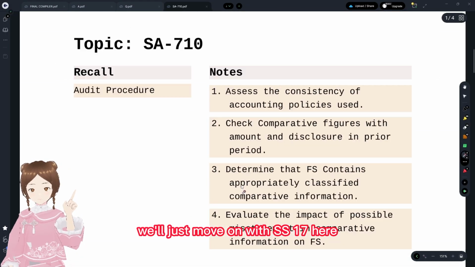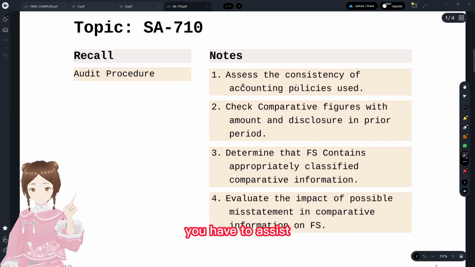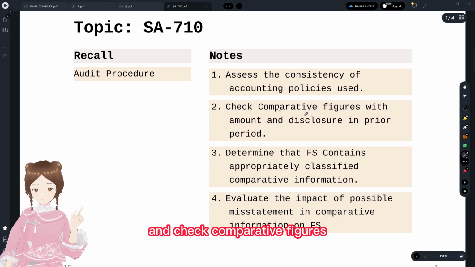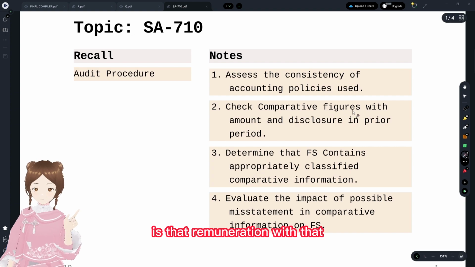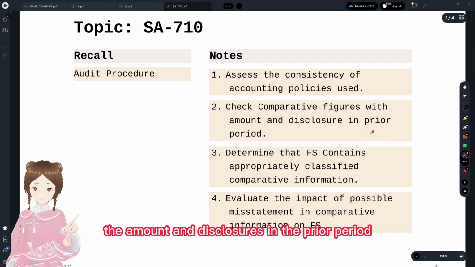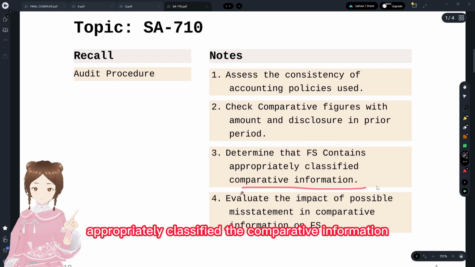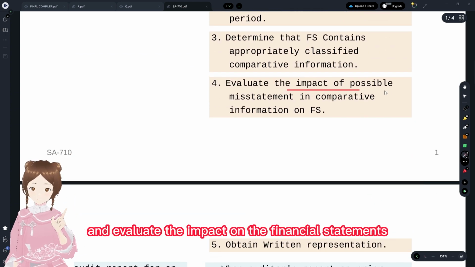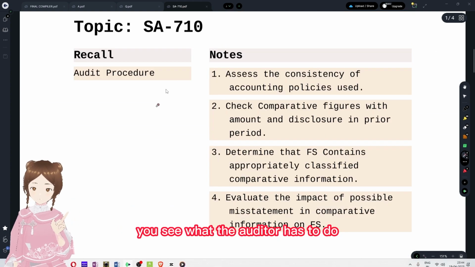And with that said, we'll just move on with SA 710 here. What is the audit procedure? First, you have to assess the consistency of the accounting policies and check comparative figures. Comparative figures are the amounts and disclosures in the prior period, and determine that the financial statements contain appropriately classified comparative information, evaluate the impact on the financial statements and obtain written representations. You see what the auditor has to do.